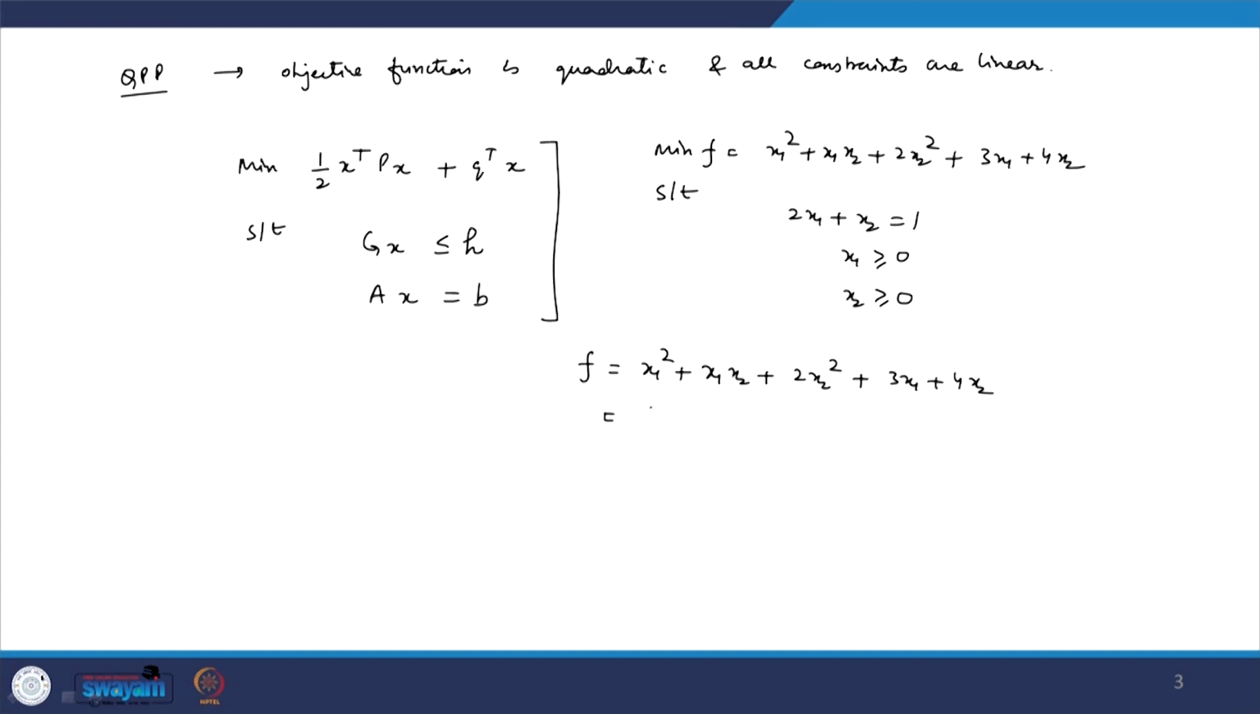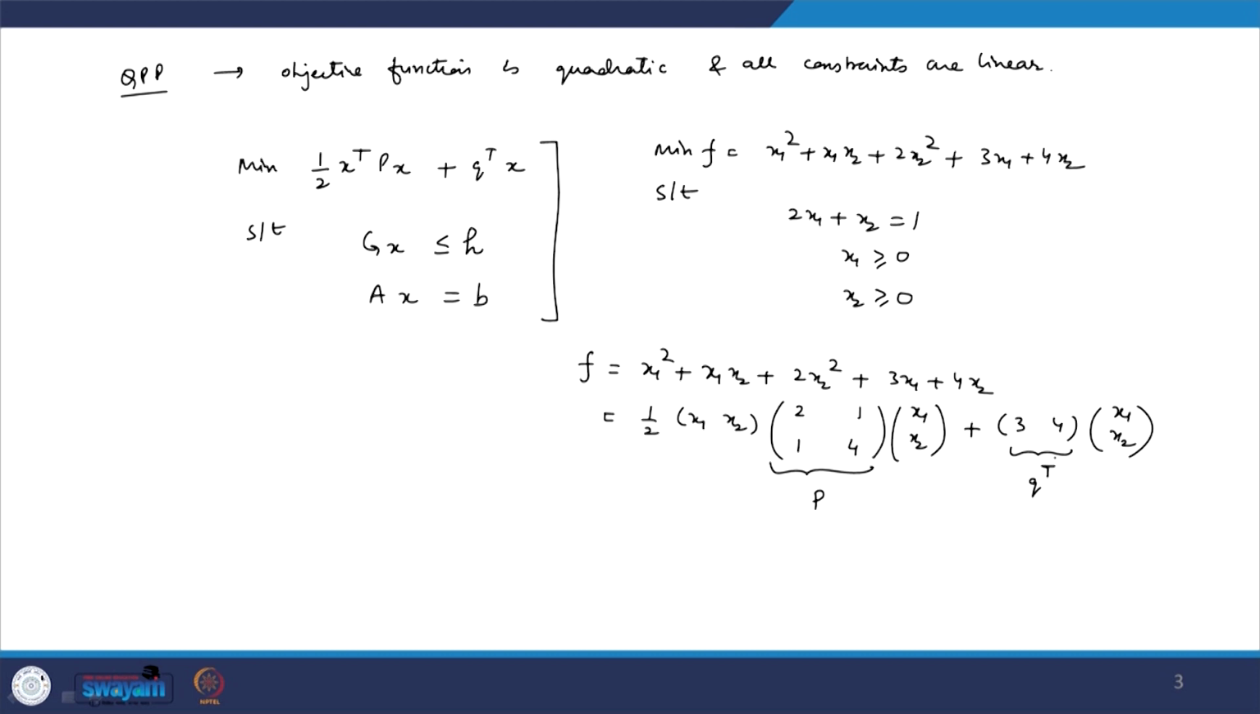This can be written as 1 by 2 [x1 x2], then the matrix [2 1; 1 4], then [x1 x2]. Because basically 1 by 2 is also there. You have to write it in this way, because if you divide this matrix by 2 and multiply, you will get back the quadratic term of this objective function, plus [3 4] times [x1 x2]. So now this is your capital P and this is your Q transpose.